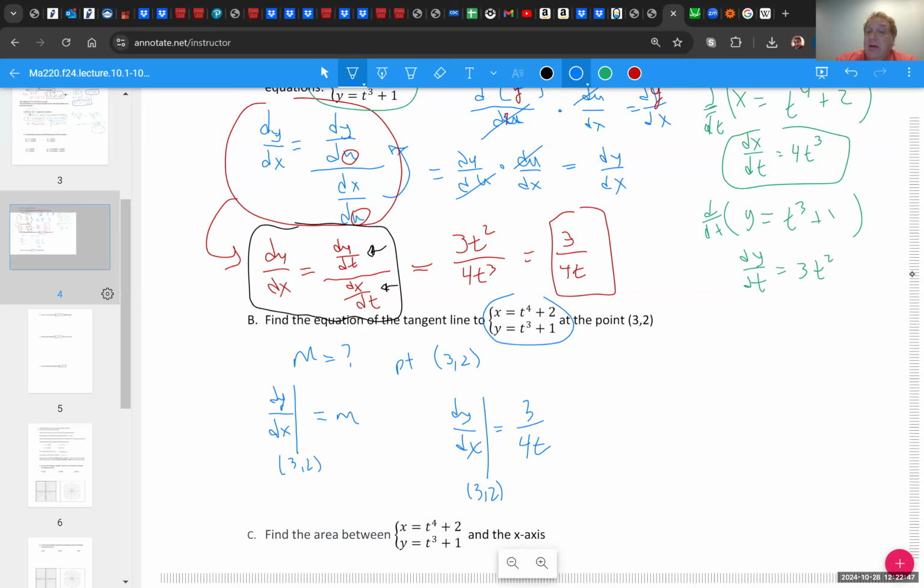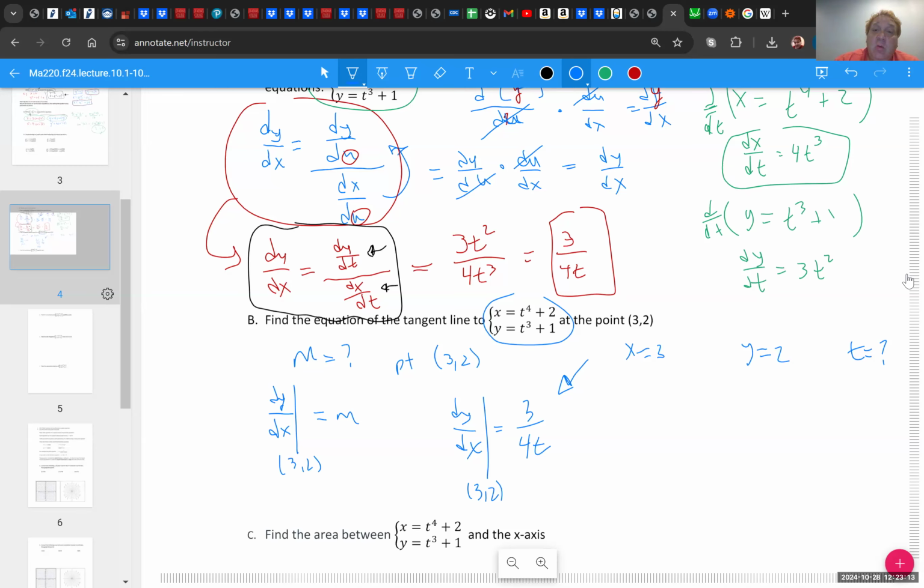Problem? x is 3. There's no x's in here. y is 2. There's no y's in here. We need to find out what t is because we don't know how to calculate dy/dx unless we know which value of t to plug in. All we know is x is 3 and y is 2. We don't really know what t is. And that's important because our derivative is written in terms of t.